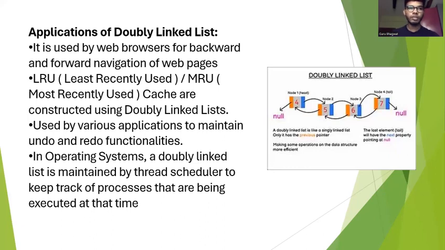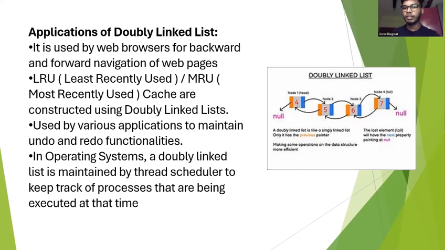The applications of the doubly linked list are, first, in web browsers. Then in memories, that is cache memory, LRU and MRU. Third, in various applications for undo and redo. And the fourth is in the different types of schedulers in operating systems. This is all about the doubly linked list.